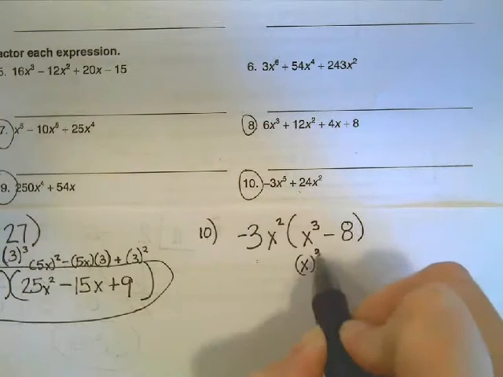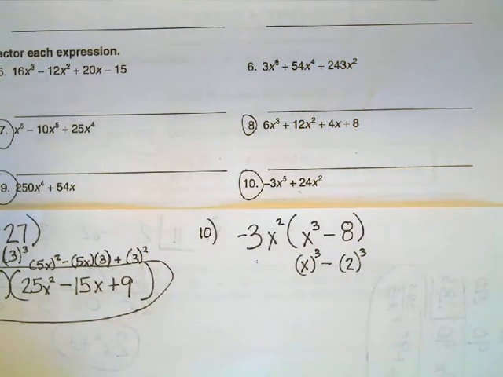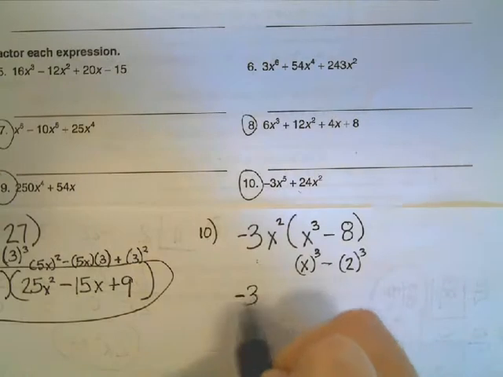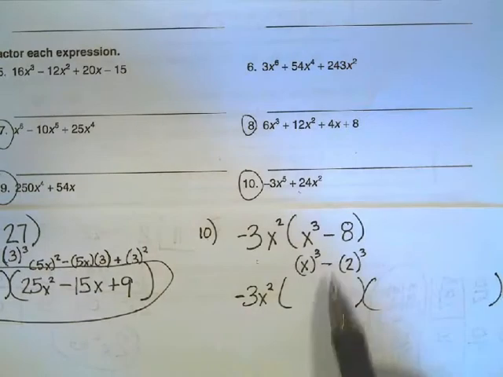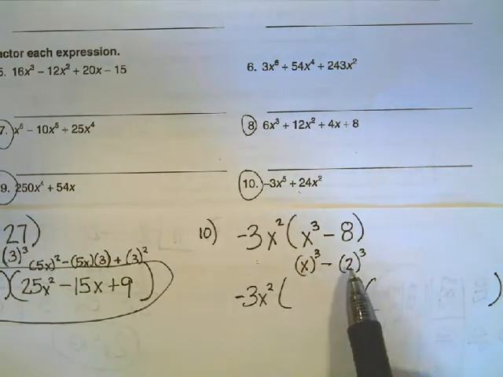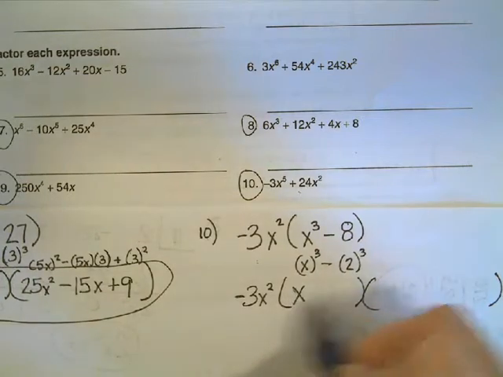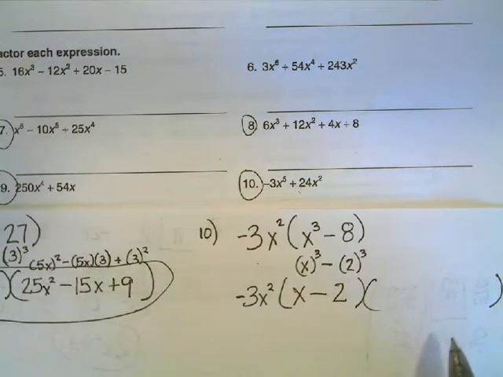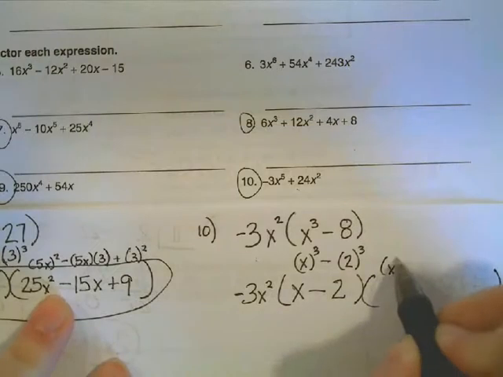So negative 3x to the 5th divided by negative 3x squared leaves me x cubed. And 24x squared divided by negative 3x squared is negative 8. Hopefully this raises a red flag for you, that this is a difference of cubes. Here we have x quantity cubed minus, and here we have 2 quantity cubed. So let's look at the rule for that. Again, I'm going to bring down my negative 3x squared, which will be part of my answer, but doesn't come into play when I'm factoring my difference of 2 cubes.